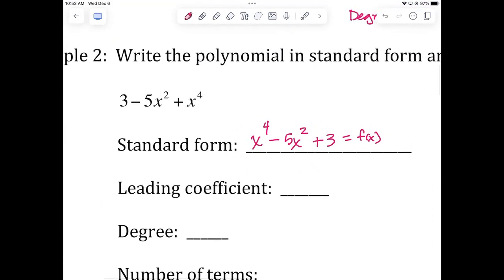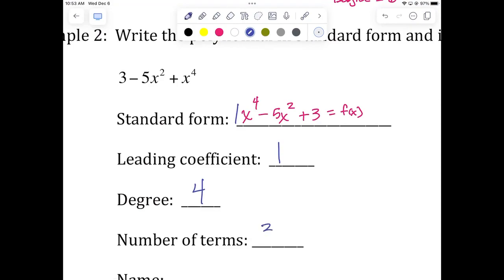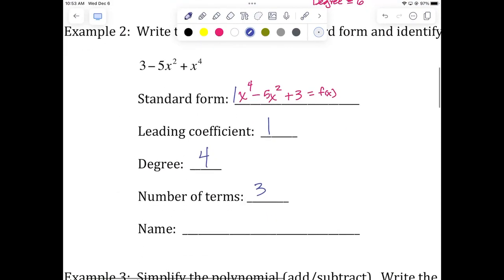What is the leading coefficient? Good. That is the number in front of the leading term. The leading term is 1x to the 4th. The number in front is 1. What is the degree? 4. How many terms do we have? 3. So what is his name going to be? Quartic, because it's degree 4. Trinomial. Very good, because it has 3 terms.